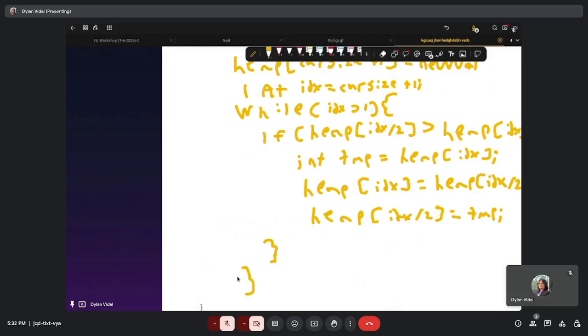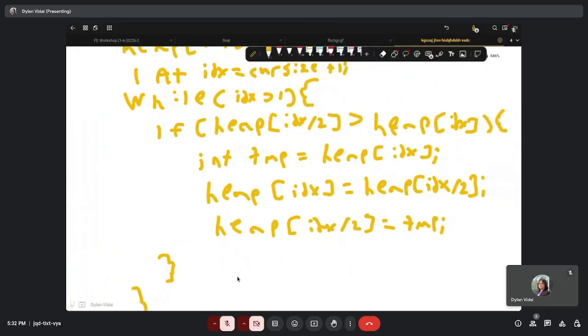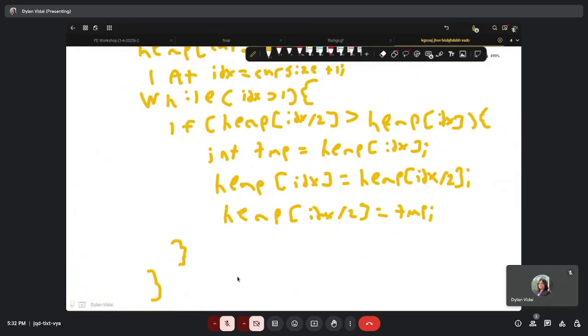Oh, hold on. No, I'm missing one thing. Anybody know what I'm missing? Yeah, you have to change idx to idx over 2. So after this, if we swap, we have to change the index to go to our new index, because now we have to do the while loop again, and see if where we're at currently can go up again.